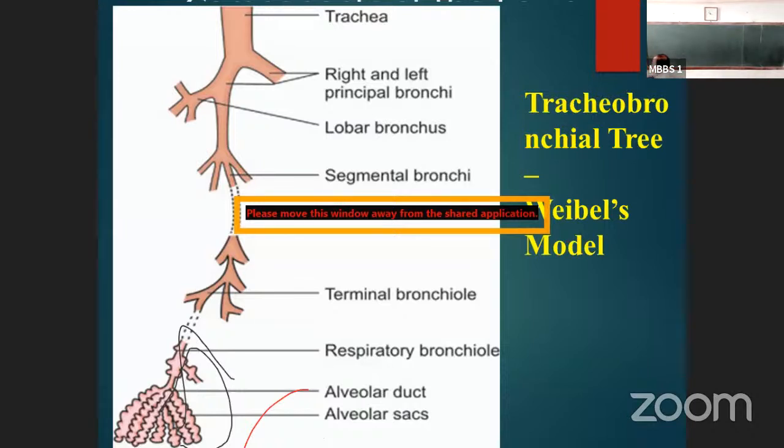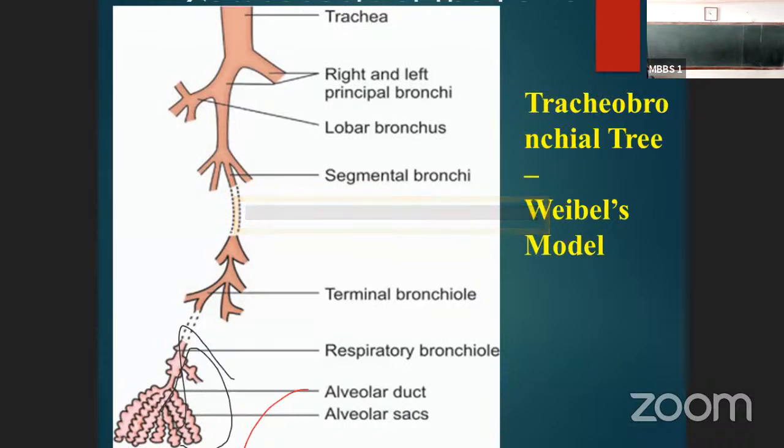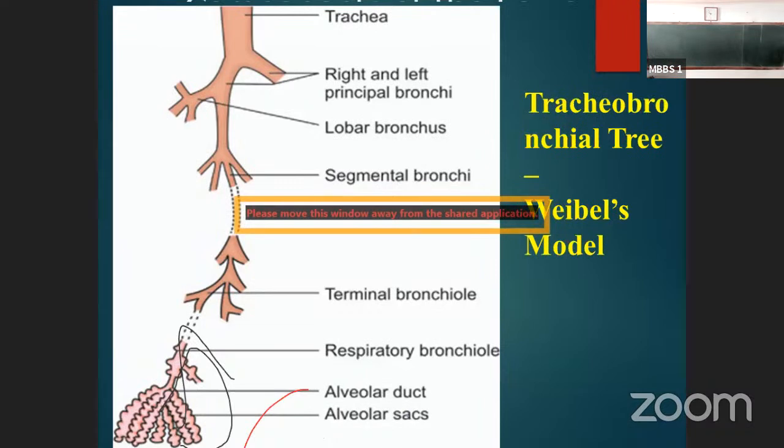Now from the 20th up to the 22nd generation, these are called the alveolar duct. And at the 23rd generation, there is the presence of the alveoli. So from 17 up to 23 is actually the respiratory zone, concerning the generations.